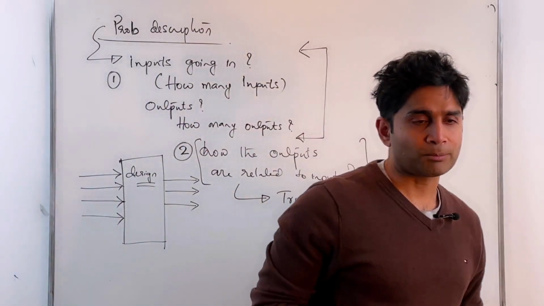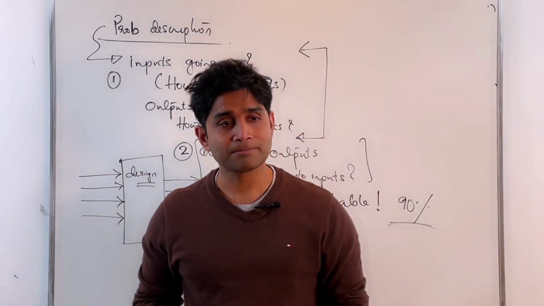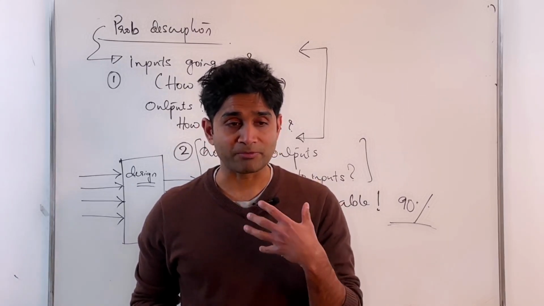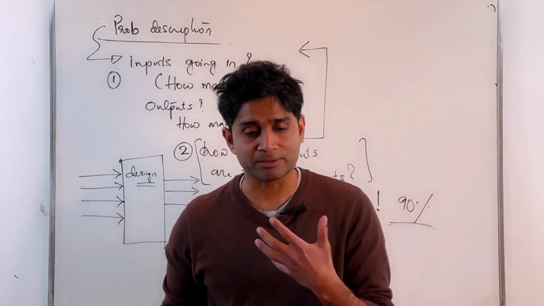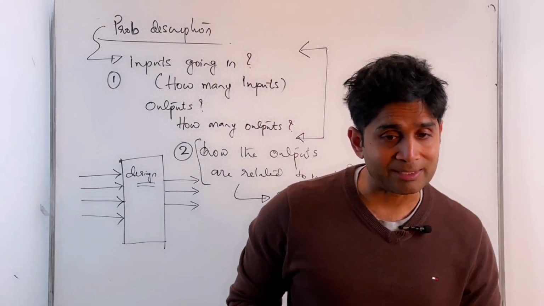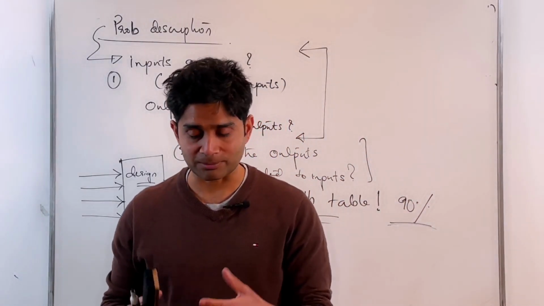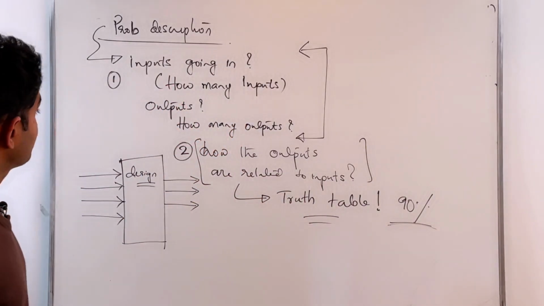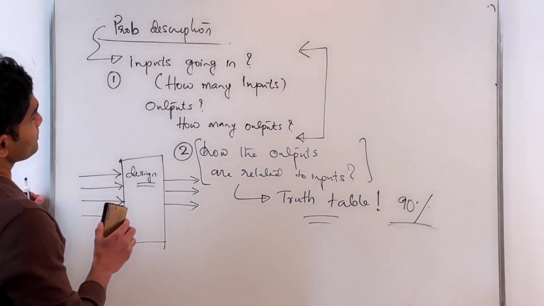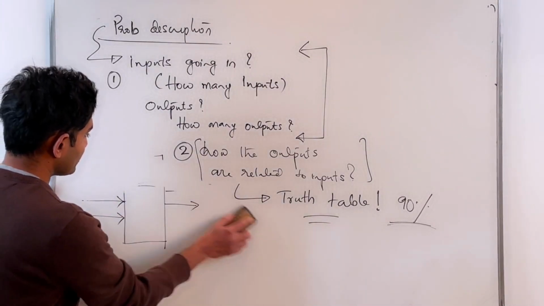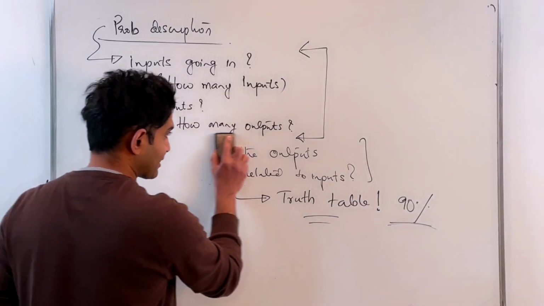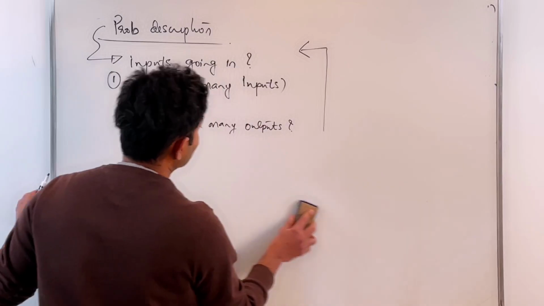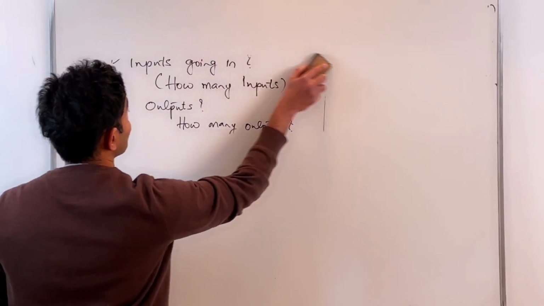Yeah. So the problem description comes from the client or somebody, or from me, for example, when I'm asking you to design a system that corresponds to some certain operation. That's the problem description. Okay. Now, in the last class, we went from the truth table, right?